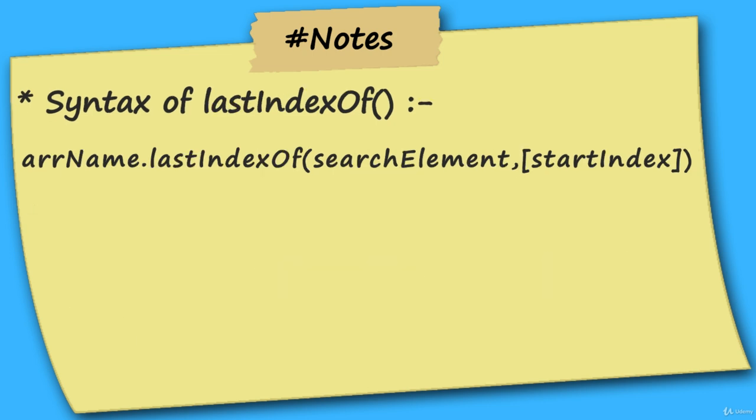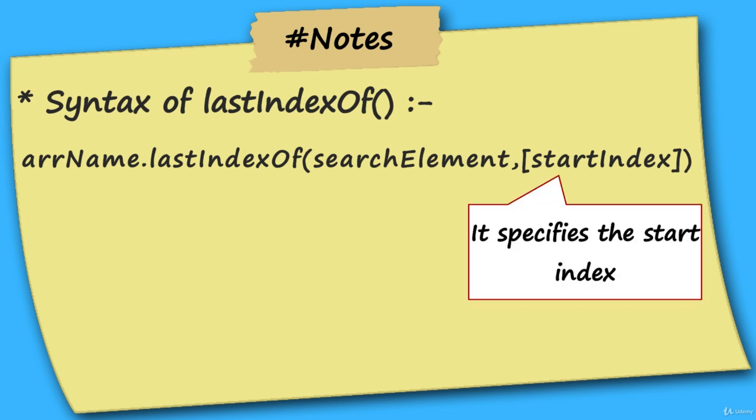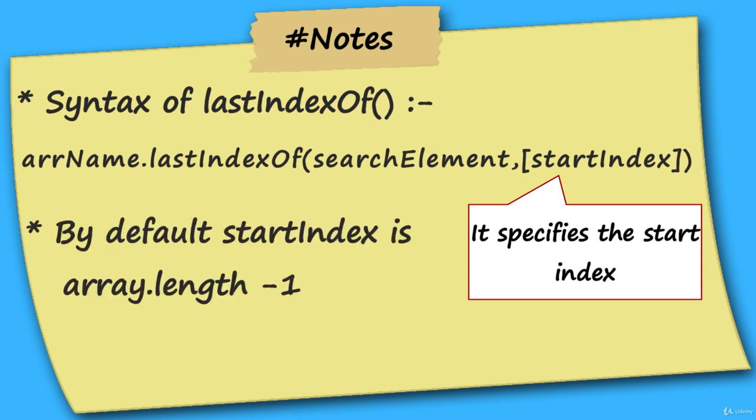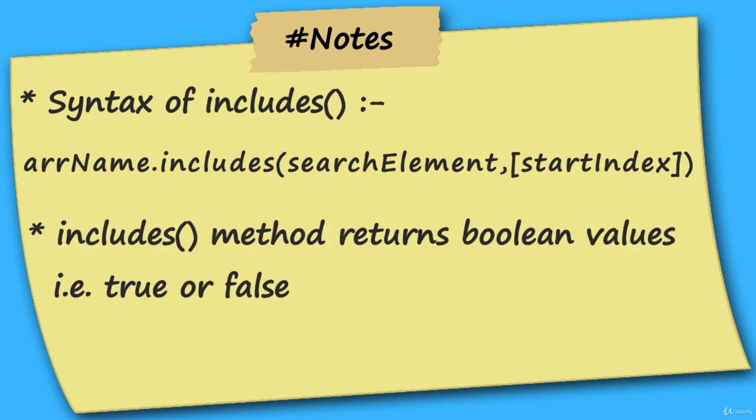The lastIndexOf is similar in terms of syntax, but it returns the last index of the found element. Otherwise, it is very similar to indexOf. If start index is given, it will search from the index. By default, start index is array length -1. The syntax of includes is something like this. Includes is also a similar method like indexOf, but it returns boolean value, that is true if element is found, otherwise false. These 3 are very common, very basic methods which we are going to try right now.